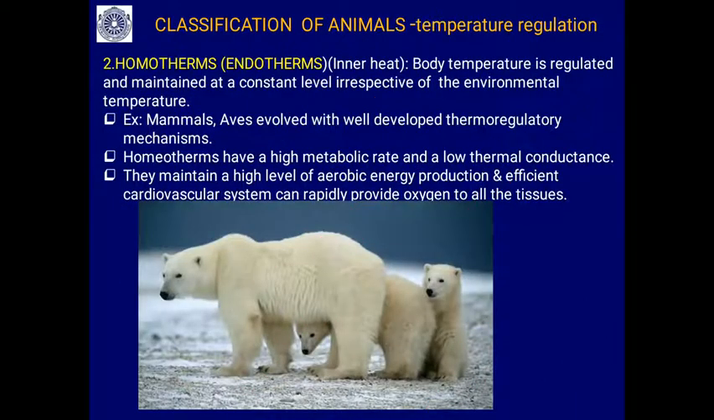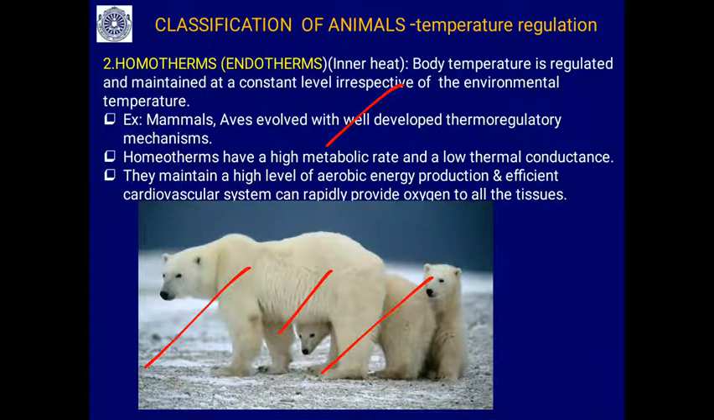Then homeotherms or endotherms, with inner heat, have body temperature regulated and maintained at a constant level irrespective of the environmental changes. The mammals and aves evolved with a well developed thermoregulatory mechanism. So you will find the polar bears. Even in freezing cold, with an outside temperature of -10, the body temperature of the polar bear is maintained at 37 degrees centigrade.